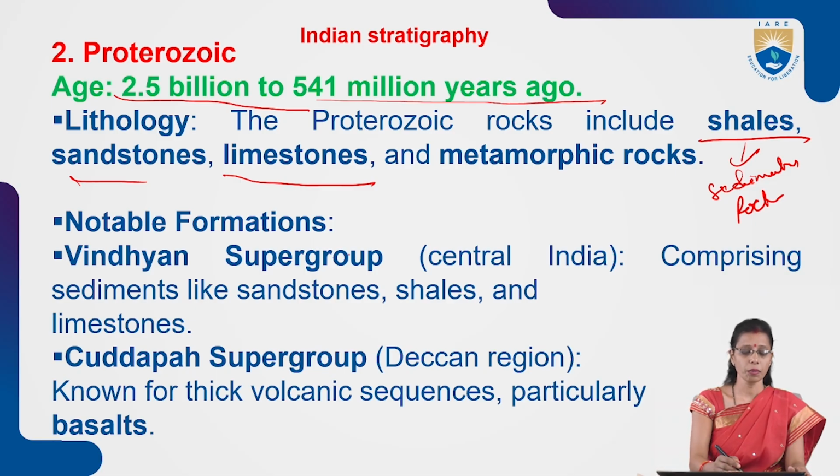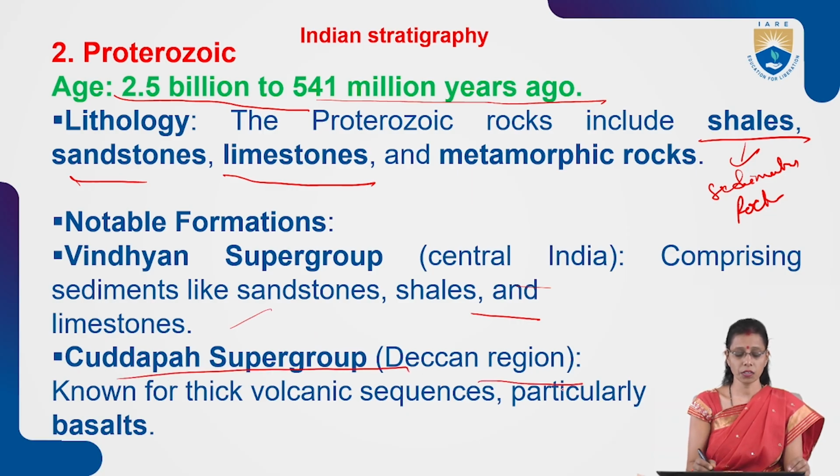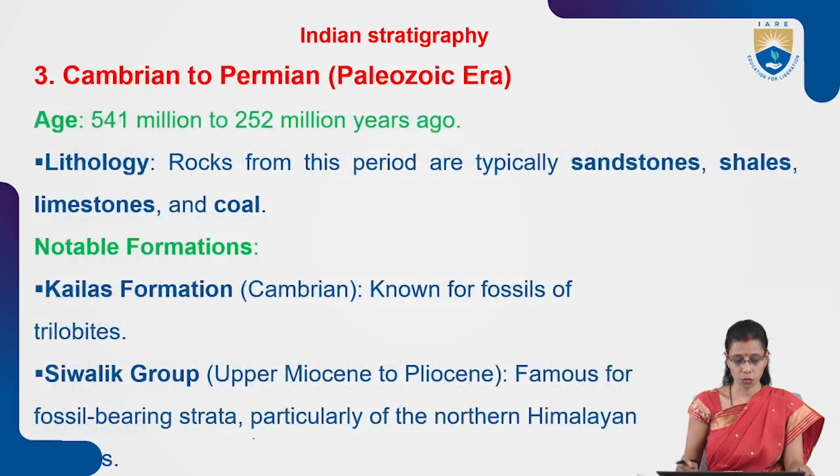Okay, so notable formations are where these kinds of rocks are. Basically, it is formed in the Vindhyan supergroup, in central India, comprising sediments like sandstone, shales and limestone. And the Kadapa supergroup, in the Deccan region, known for thick volcanic sequences, particularly basalts. Okay, so in this Kadapa region, we can go through this.